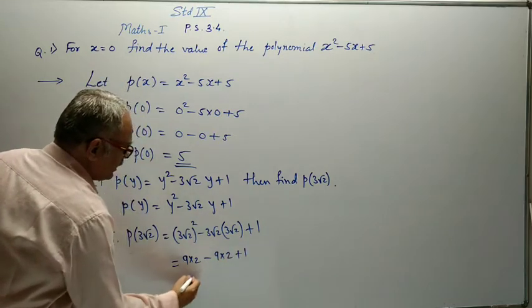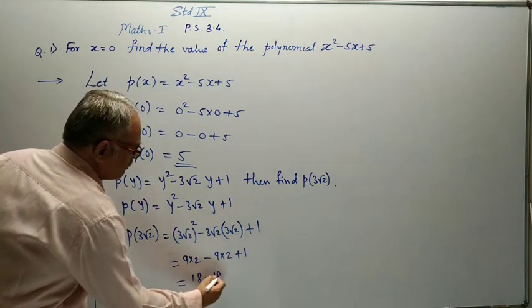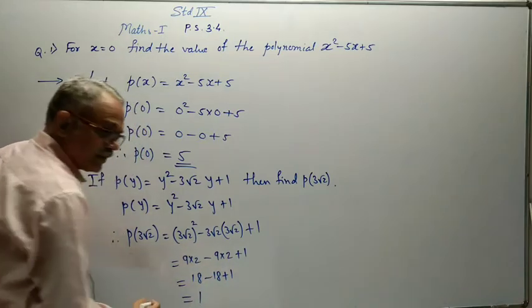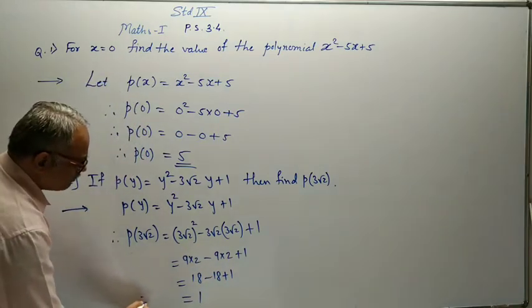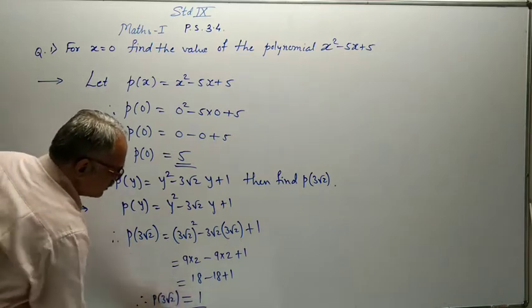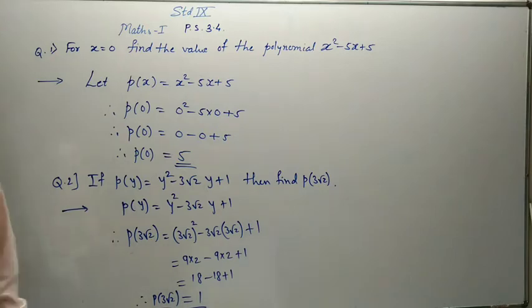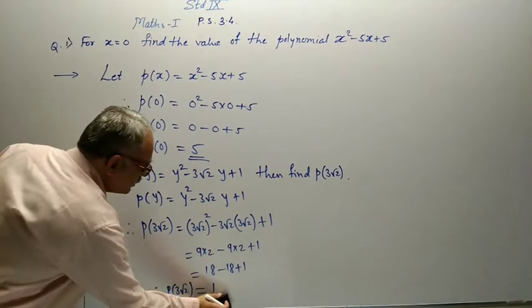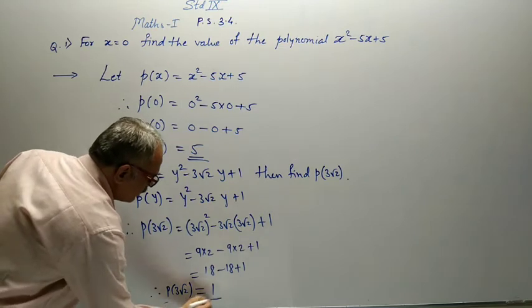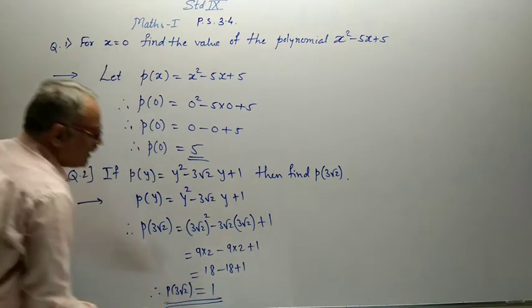That is 18 minus 18 plus 1. 18 minus 18 is 0, plus 1 is 1. Therefore, P of 3 root 2, which is asked, has value 1. Check it before writing how it is solved and then write.